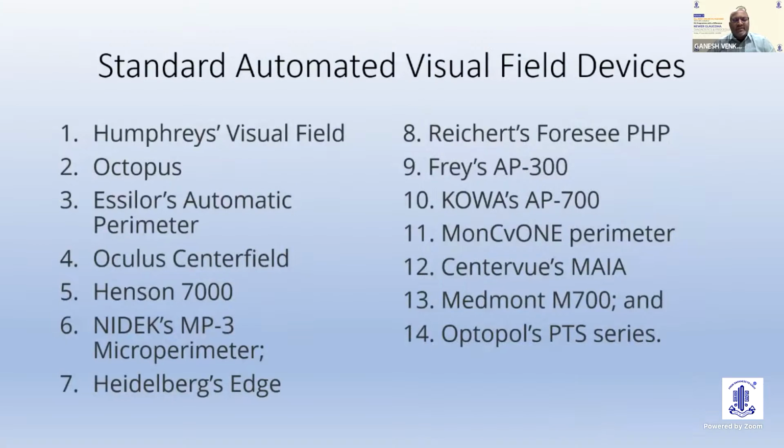Coming to the perimeters, you have numerous perimeters. When I looked into this chart, I was shocked that we have 14 standard automated visual field devices available. We are very familiar with the Humphrey, which is what we have been using. Many people may not know, but if you were to jump from one device to the other, you lose a lot of back data. So that's why many people would not like to shift from one technology to the other.